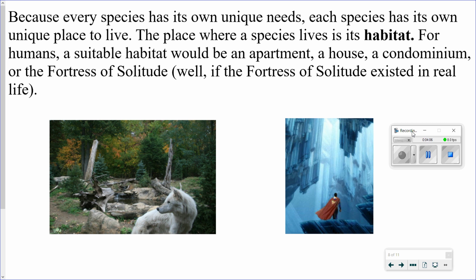Because every species has its own unique needs, each species has its own unique place to live. The place where a species lives is its habitat. For humans, a suitable habitat will be an apartment, a house, a condo, or the Fortress of Solitude. Well, if Superman and the Fortress of Solitude existed in real life.